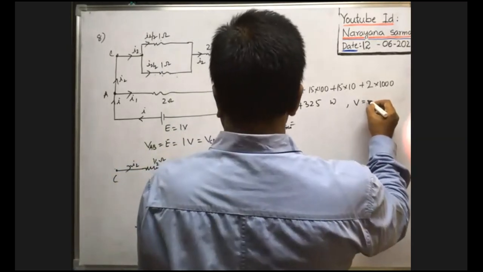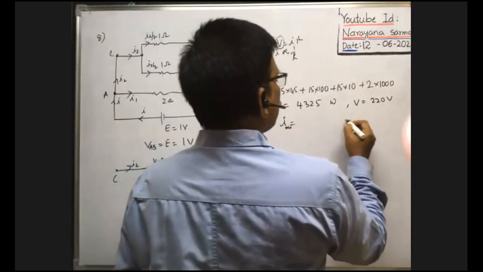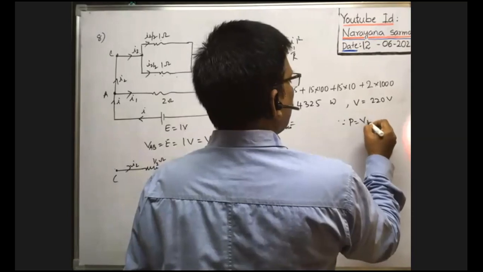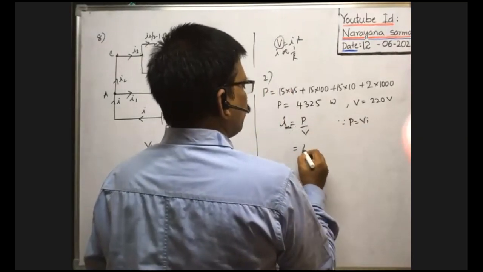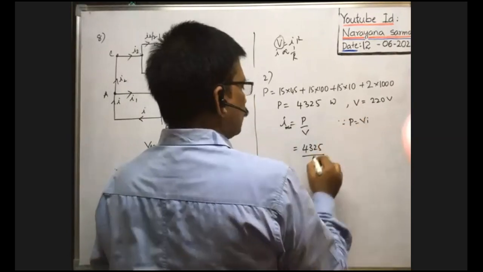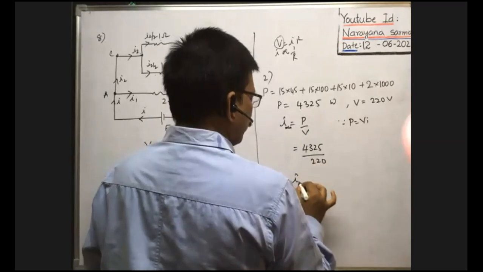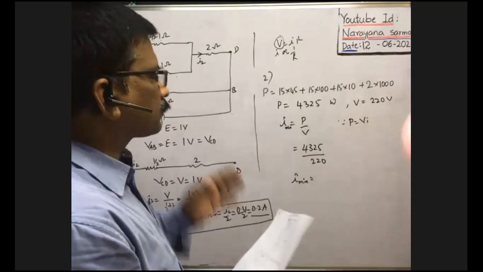Source voltage is 220 volt is given. How we can write power? Power P is equal to V into I, no? Therefore I is equal to P by V. Therefore this is equal to 4325 by V. V means 220. Okay, therefore you simplify them, approximately you will get 20.